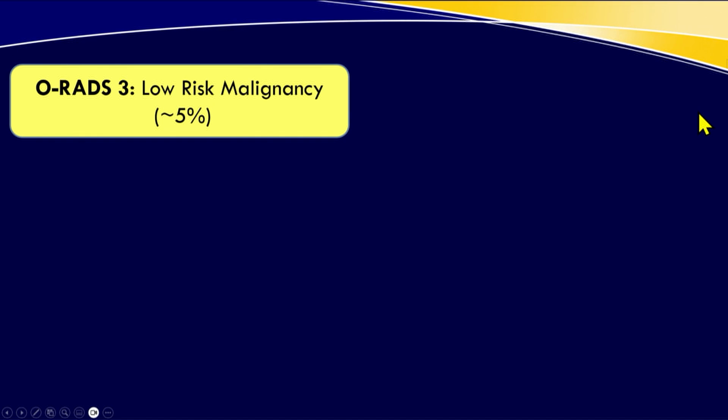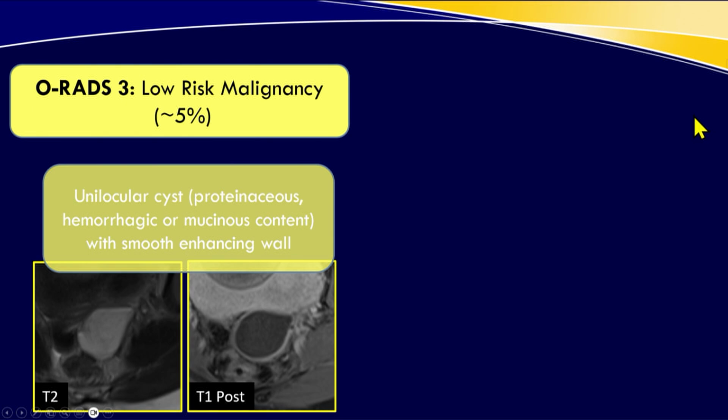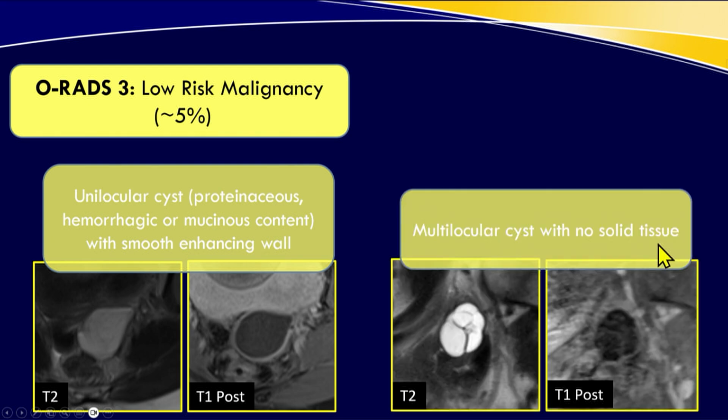Moving on to low risk of malignancy, this is the O-RADS 3 category. It has a positive predictive value of malignancy of about 5%. And this would include a unilocular cyst, be it proteinaceous, hemorrhagic, or mucinous, with a small enhancing wall. So this wall is not as thin as others, but you don't see any real papillary projections or mural nodules. You can have a multilocular cyst with no solid tissue.